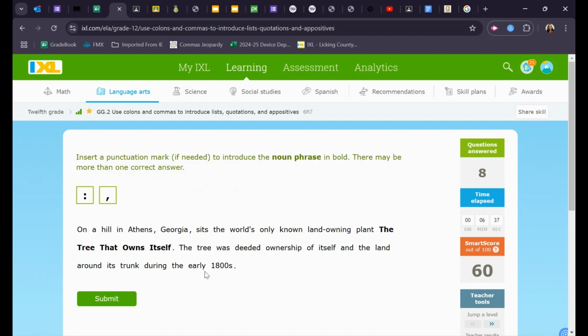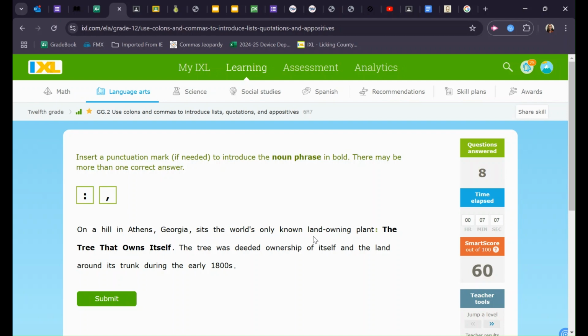On a hill in Athens, Georgia, sits the world's only known land-owning plant, the tree that owns itself. The tree was deeded ownership of itself and the land around its trunk during the early 1800s. I think I'm going to go ahead and put a colon in here. I think the colon gives just a little bit of emphasis here. The world's only known land-owning plant, and here's what it is, the tree that owns itself.